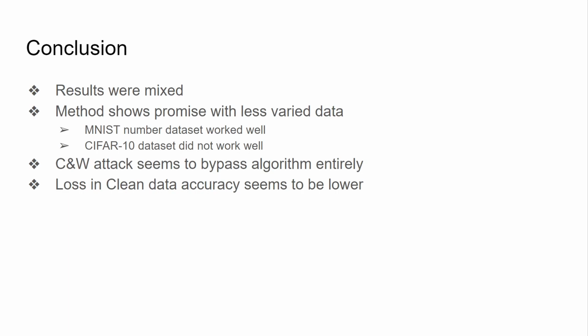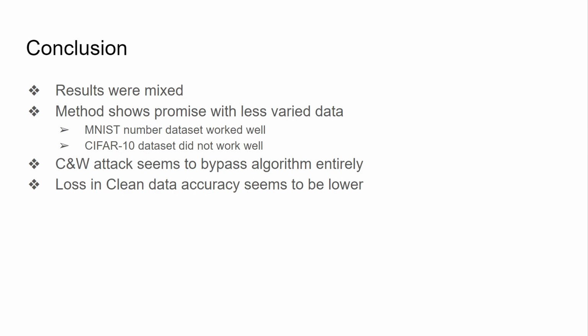In my opinion, the method shows some promise, especially with the less varied data like the MNIST number data set, as opposed to the CIFAR 10. This makes sense because it's a lot easier to differentiate an 8 from a 9 rather than a frog from a truck. There's a lot less to take into consideration.